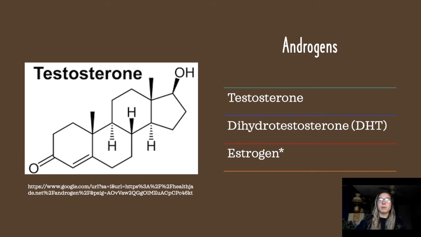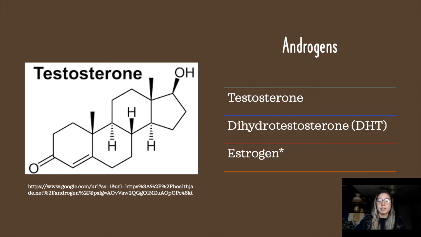Okay, the first group of hormones we're going to talk about are androgens. Androgens are steroid hormones that are produced in the gonads and the adrenal cortex. They are the primary hormones that assist in puberty and sexual development. They are predominant in males. Testosterone and DHT are mostly predominant in males.